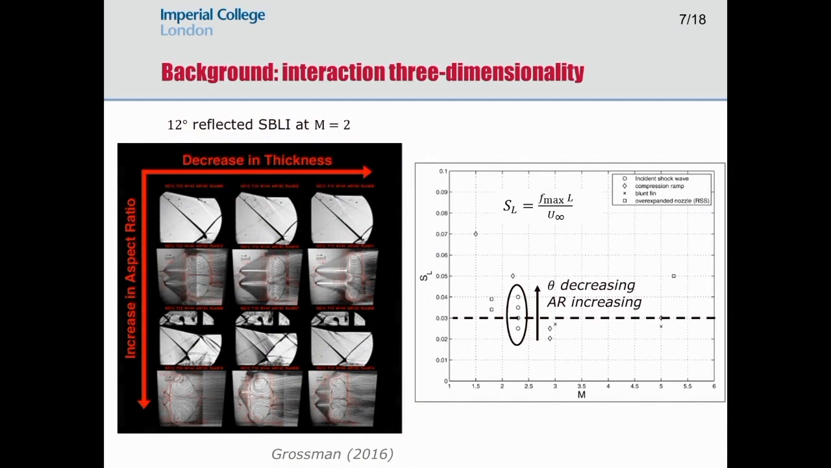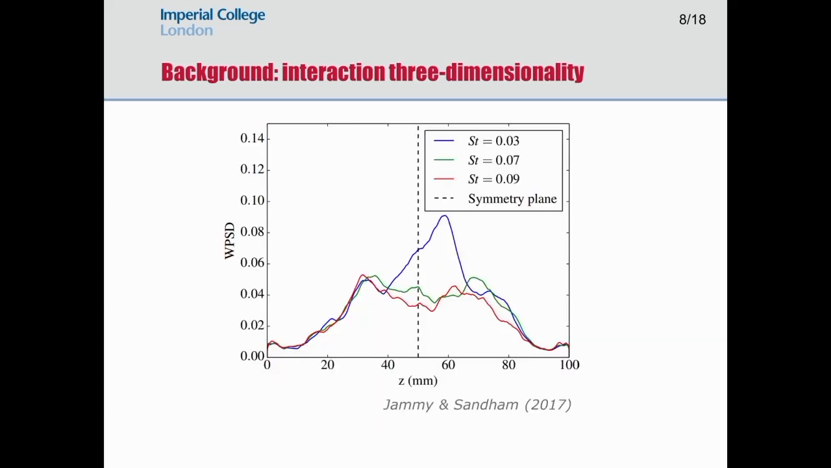So you might expect that as you increase the, going up there, decreasing the strength of the interaction, you might expect that the Strouhal number would collapse. However, for this configuration, decreasing the strength was increasing the aspect ratio, which Grossman showed tends to increase the separation length. So this, for example, could somewhat explain the spread in Strouhal number that we see.